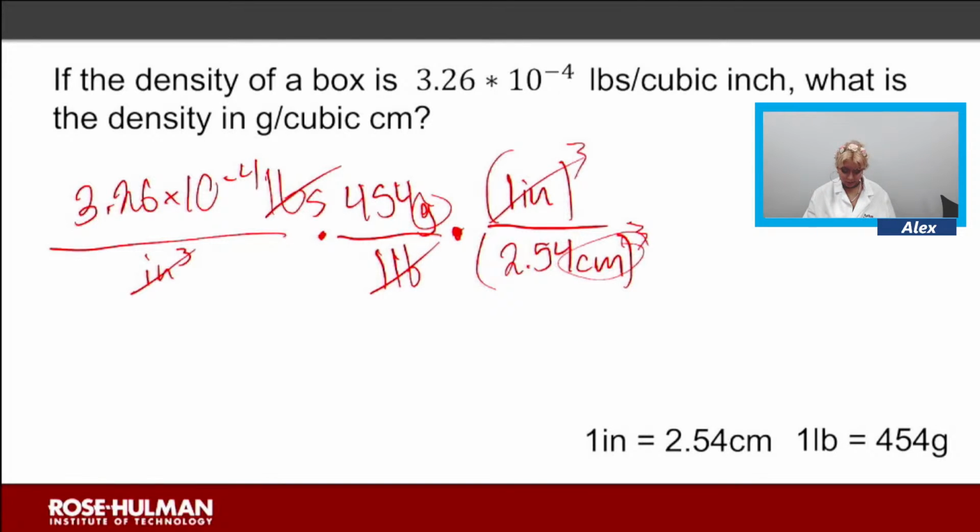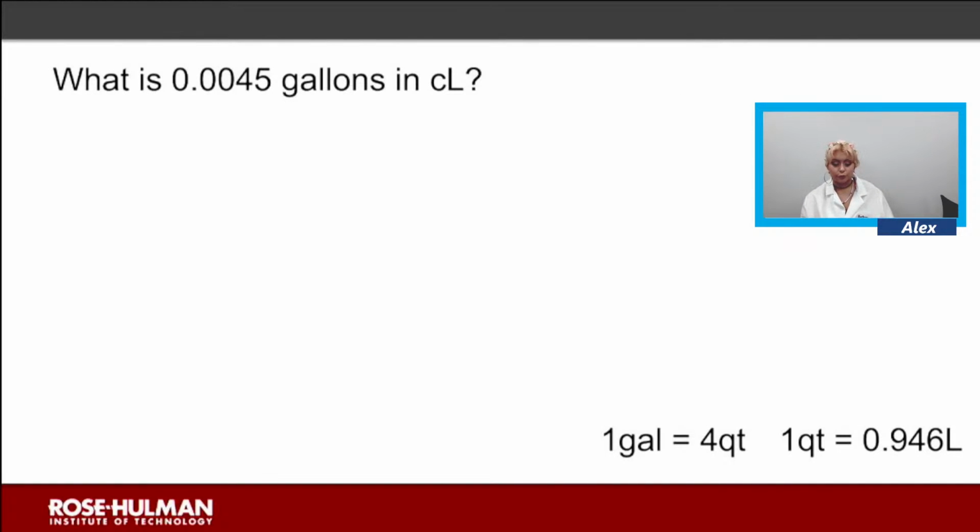Go ahead and do the calculations for this one. We got 3.26 times 10 to the negative 4 times 454 divided by 2.54 cubed, and we get 0.009 grams per centimeter cubed. For our next example, what is 0.0045 gallons in centiliters?